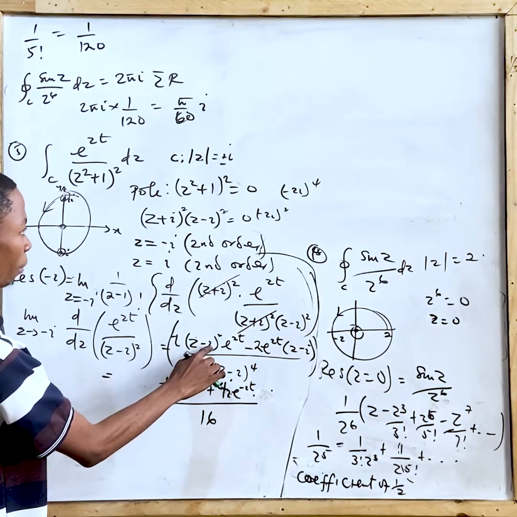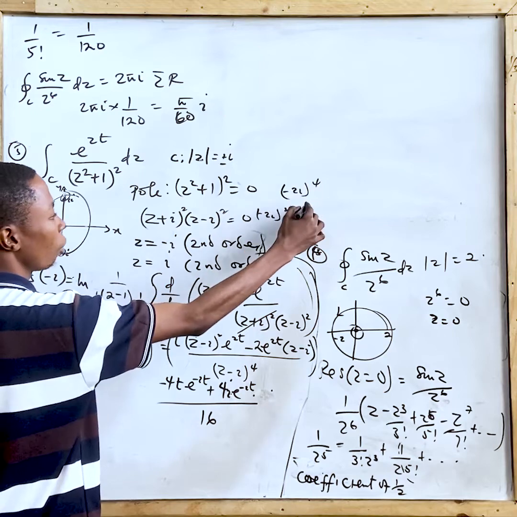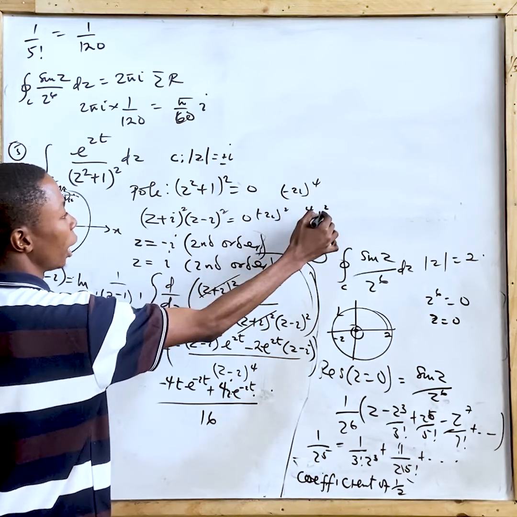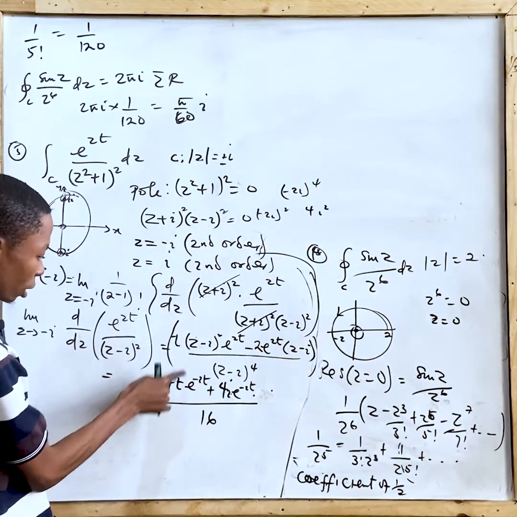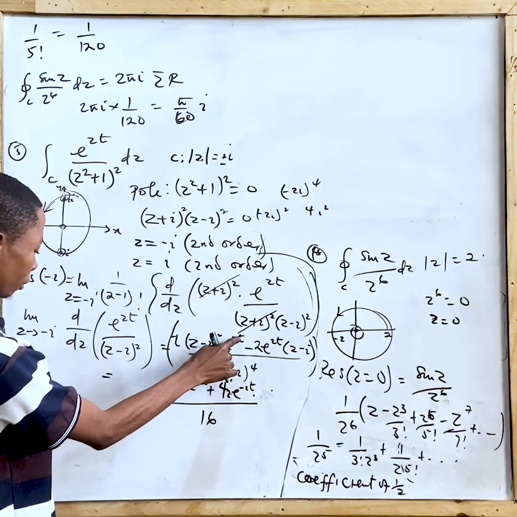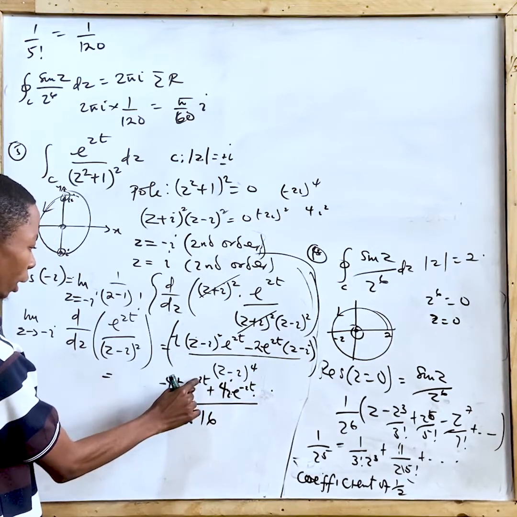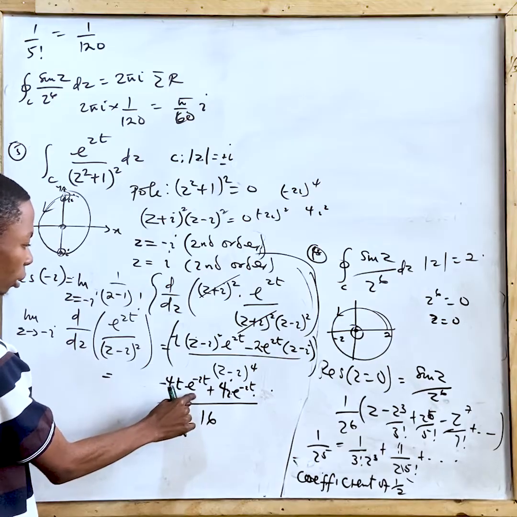Oh, minus 2i, minus 2i all squared. This one will be 4i squared, and i squared is minus 1. That's minus 4t e raised to the power zt. Z equals i e raised to the power minus it.